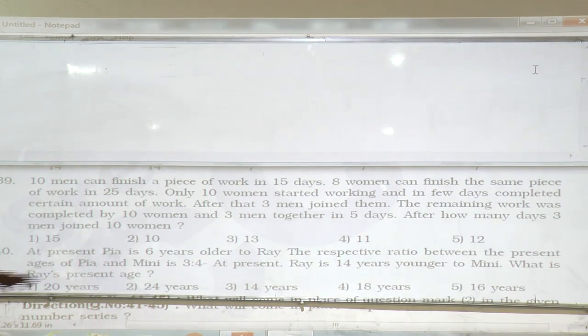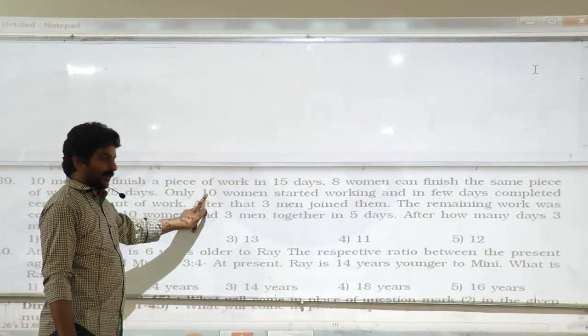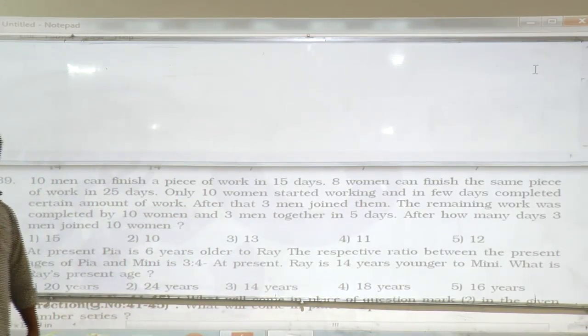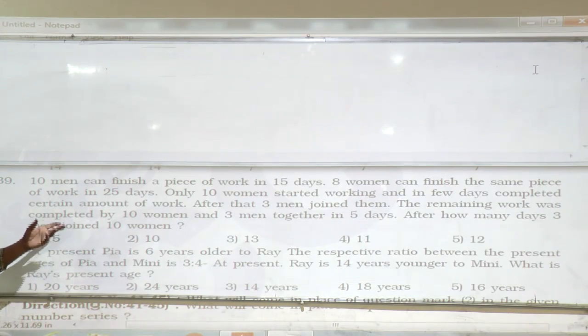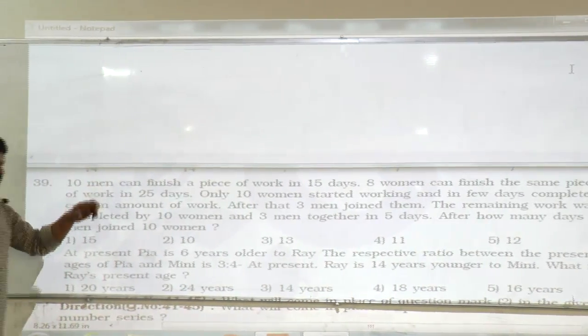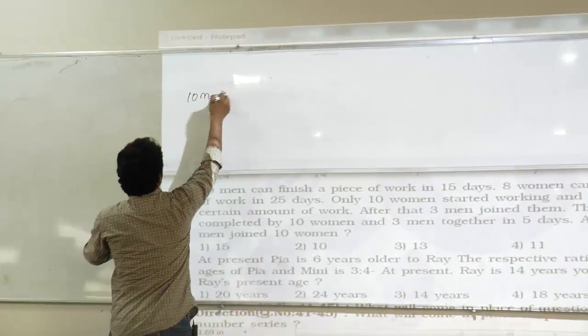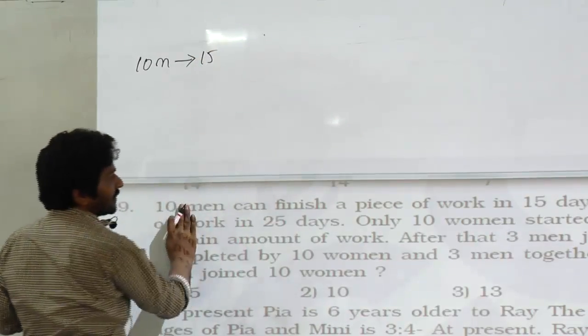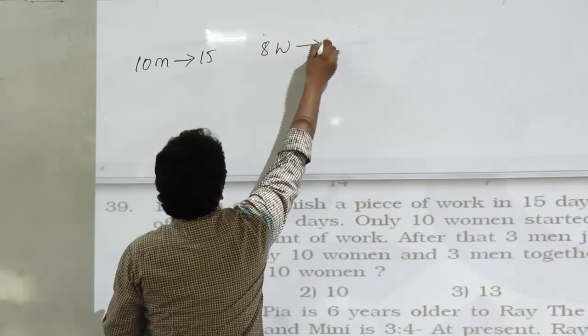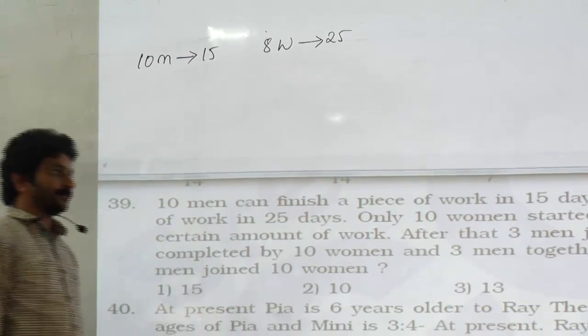Now, how many women started the work? 10 women. And they have worked for a certain number of days. After that 3 men joined them, and now both 10 women and 3 men together can complete the work in 5 days. After how many days did 3 men join 10 women? That's your question. Now, because you have a men and women combination, let me take the same number of days in both cases. 10 men can complete the work in 15 days. 8 women can complete the work in 25 days.